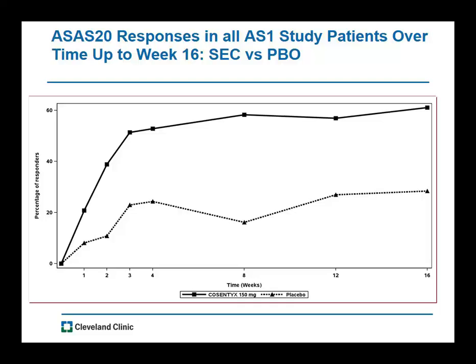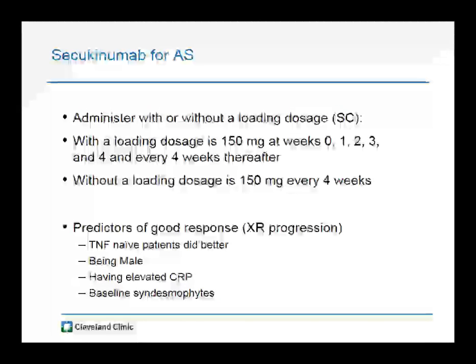So this is looking at secukinumab versus placebo. This is what's in the drug insert for its approval. As you can see here, the dotted line is placebo, the solid line is treatment with secukinumab, and at 16 weeks you see the ASAS-20 response up to about 60%. This is probably more familiar to those that are rheumatologists in this room. We're all just starting to get more familiar with it.